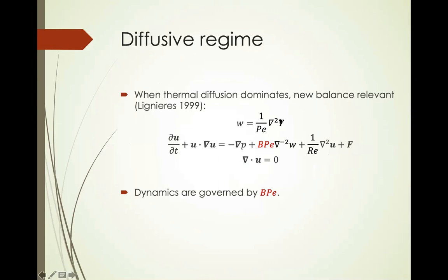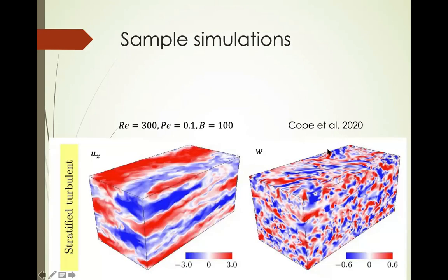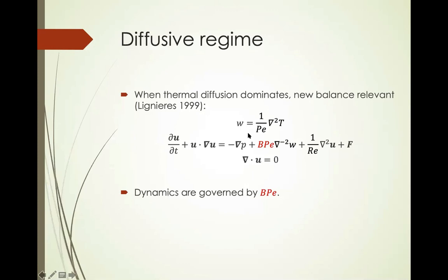You can then solve for temperature in this equation and plug it back into the momentum equation and end up with a reduced system of equations that is just given by these two. And the main parameter here, you can see, is no longer B or the Péclet number independently, but the product of the two. So in the paper by Laura Cope and Colm-cille Caulfield and myself, we look specifically at low Péclet number simulations in which this balance is true.